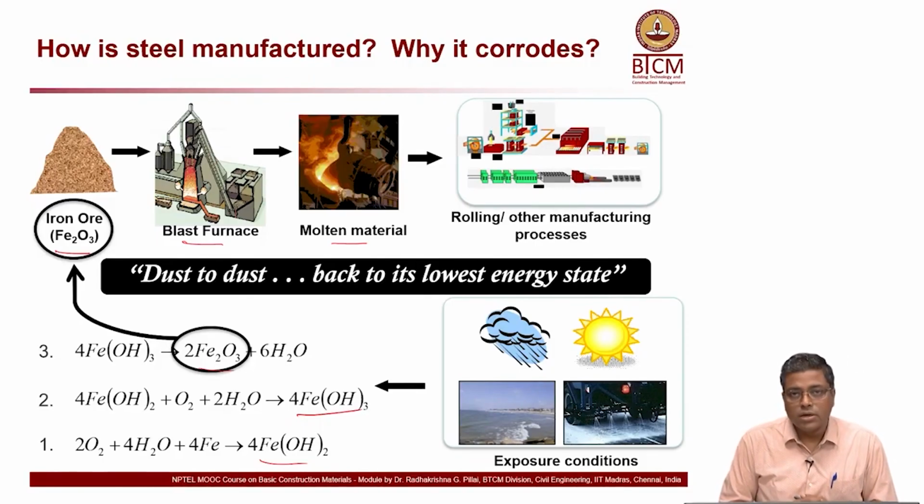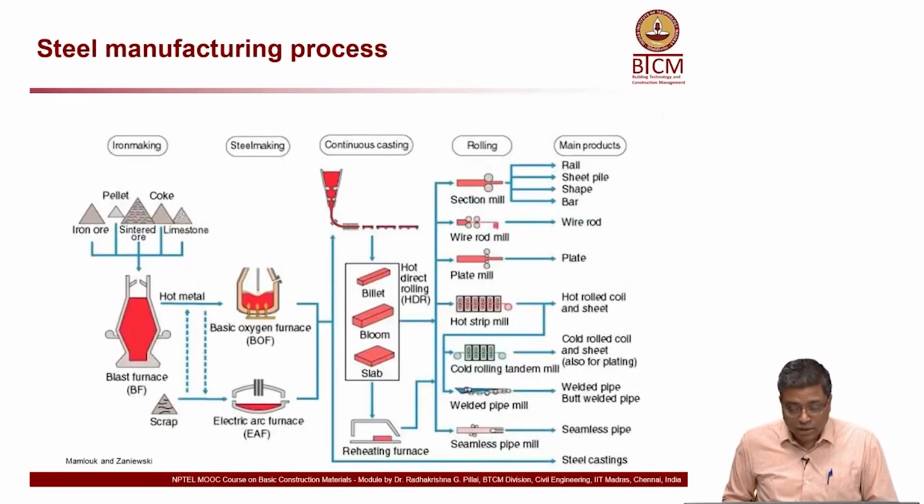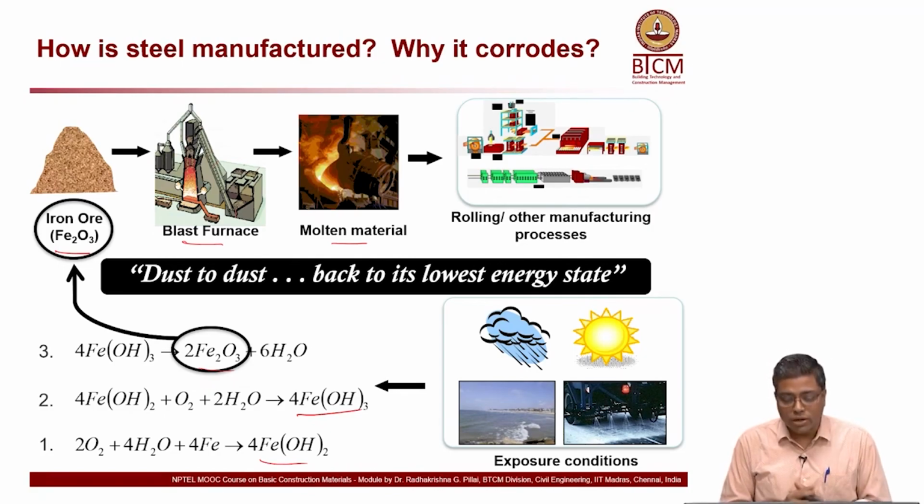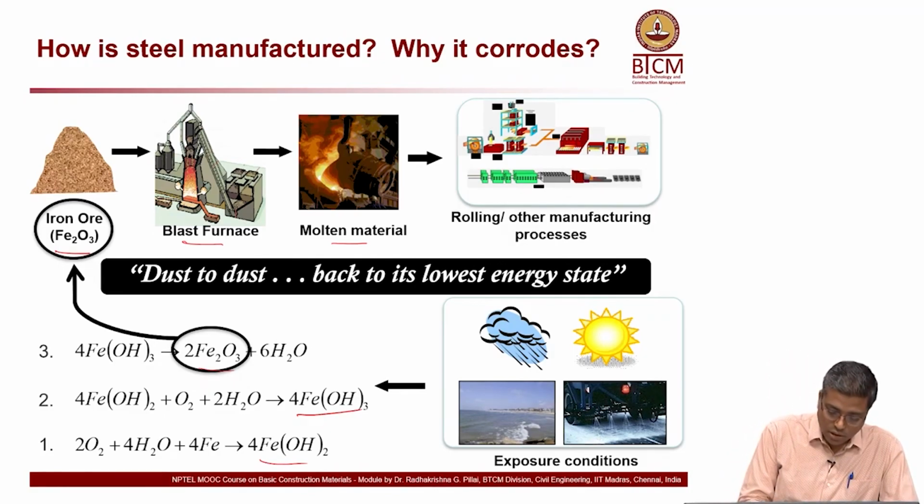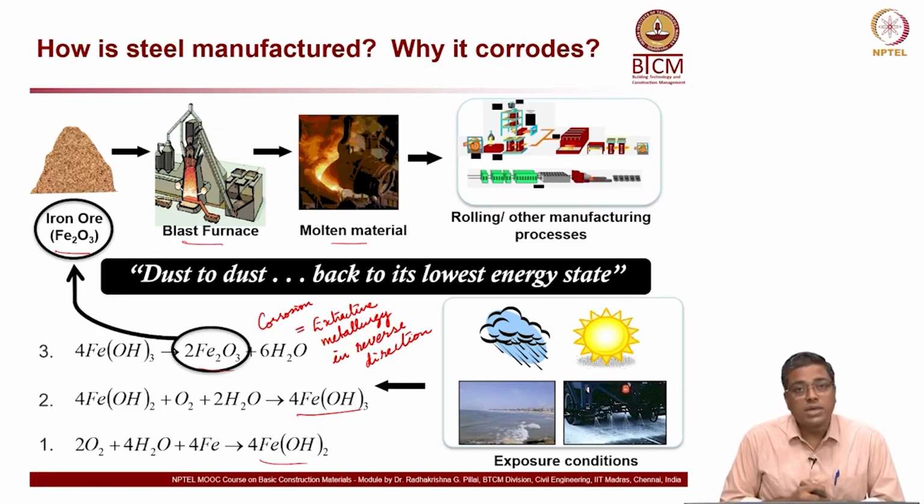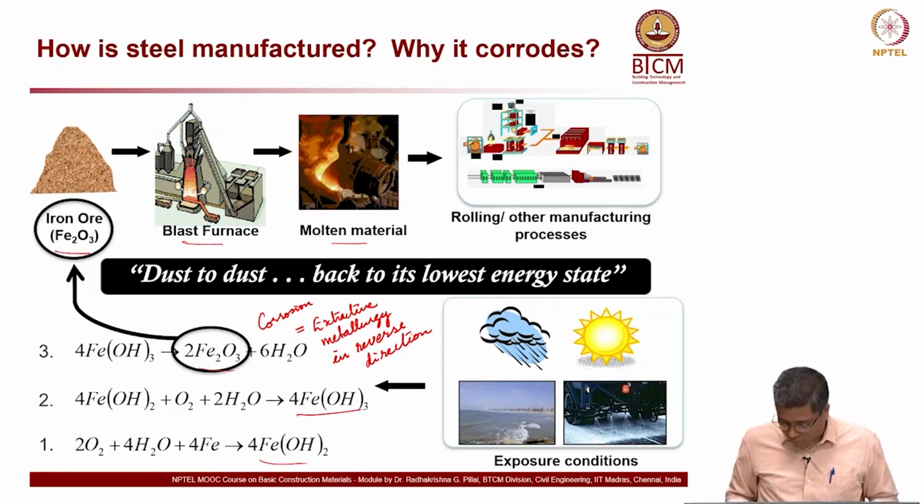So, there is even a definition that corrosion is nothing but extractive metallurgy in reverse direction. Corrosion is equal to extractive metallurgy in reverse. This is one of the definitions given in one of the NACE books, I remember.